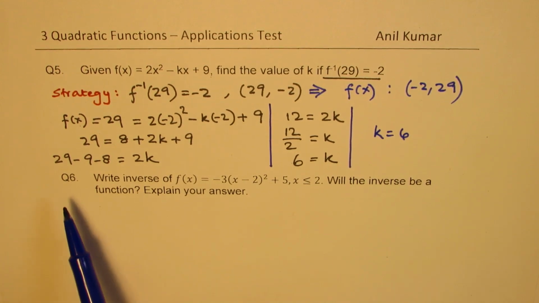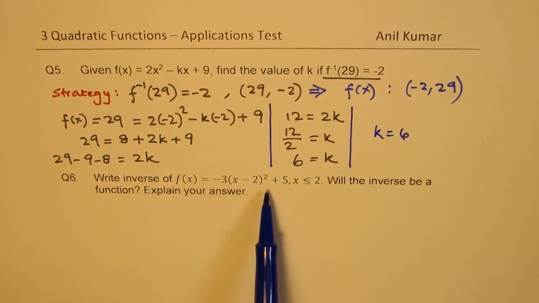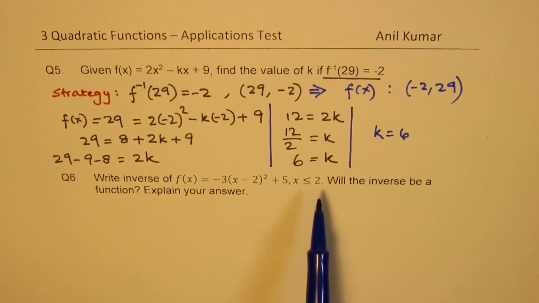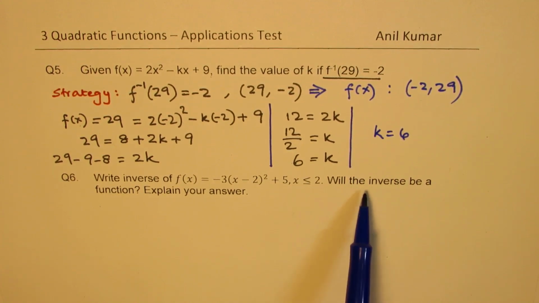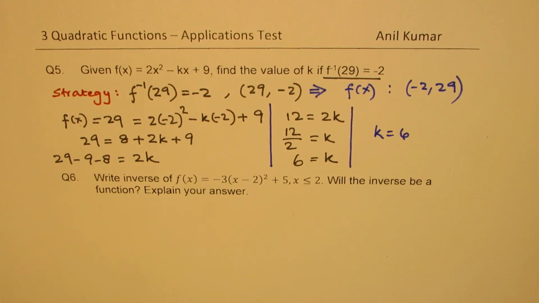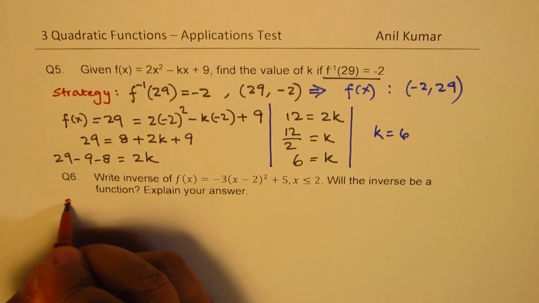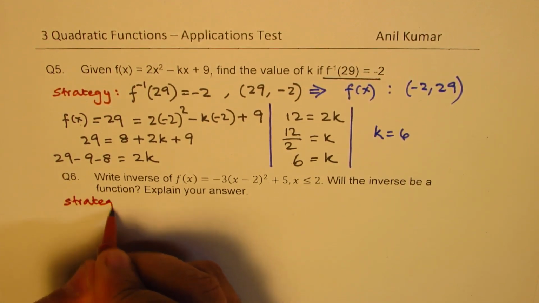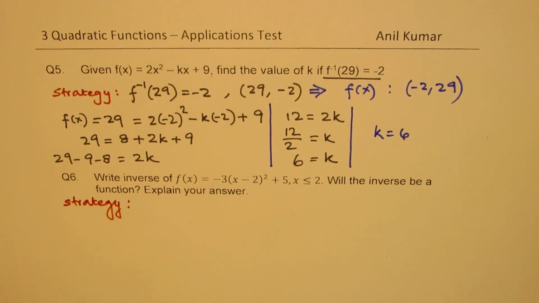The last question, question number 6, is: write the inverse of this function when x is less than or equal to 2. Will the inverse be a function? Explain your answer. So you could always swap x and y and write down the inverse. However, I'm going to again apply a strategy here to find the inverse.